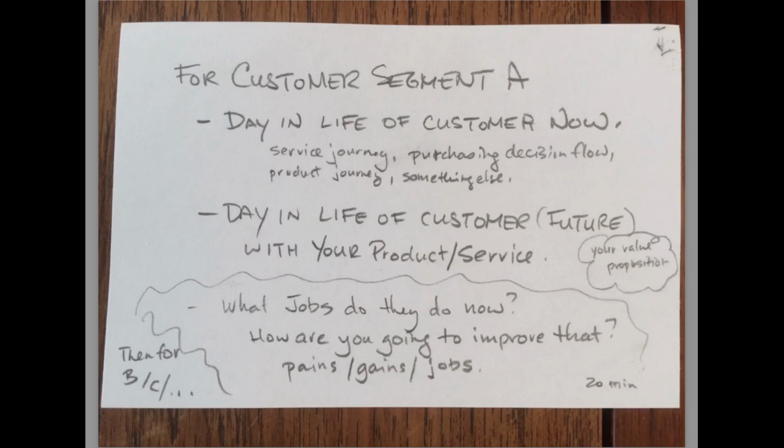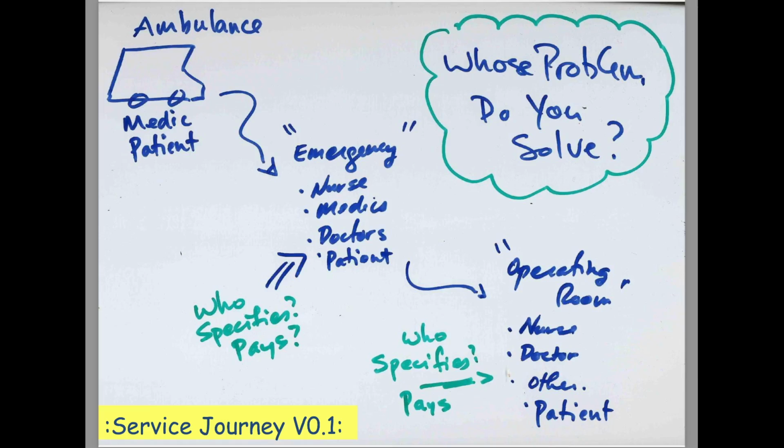So what jobs, you can also think of it as, what jobs do customers have now? And how are you going to improve on that with pains, gains, and jobs? And so a bit of an example of that is, okay, if you have a medical product, does it get used in an ambulance, emergency room, operating room? Who uses it? Nurses, doctors, patients? Who specifies, who pays for it? And really get down to who actually uses it.